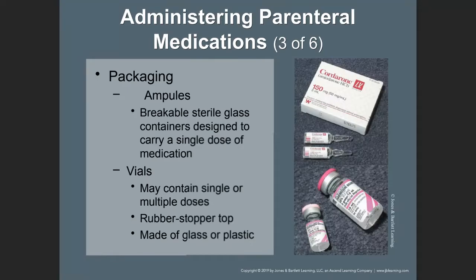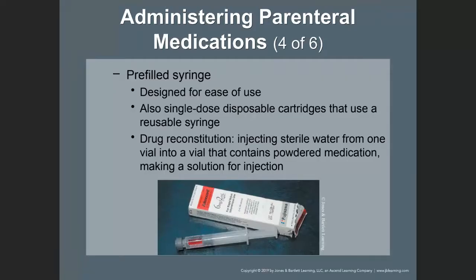Packaging: you have ampules, which are breakable sterile glass containers designed to carry a single dose of a medication. And you have vials, which may contain single or multiple doses. You have a rubber stopper top on glass or plastic. You have pre-filled syringes designed for ease of use. Also single dose disposable cartridges that use a reusable syringe.